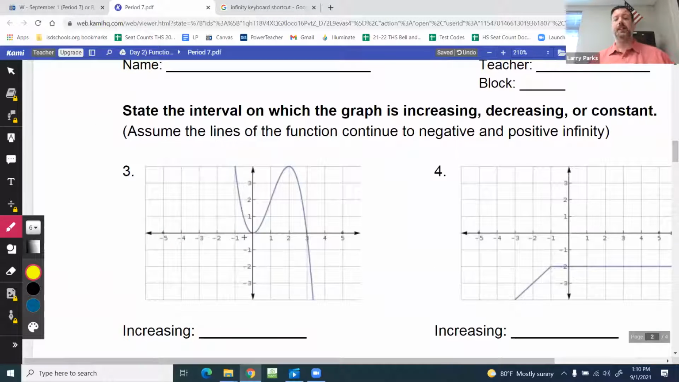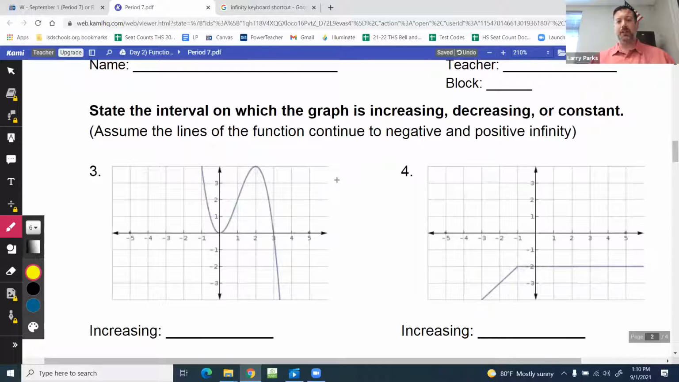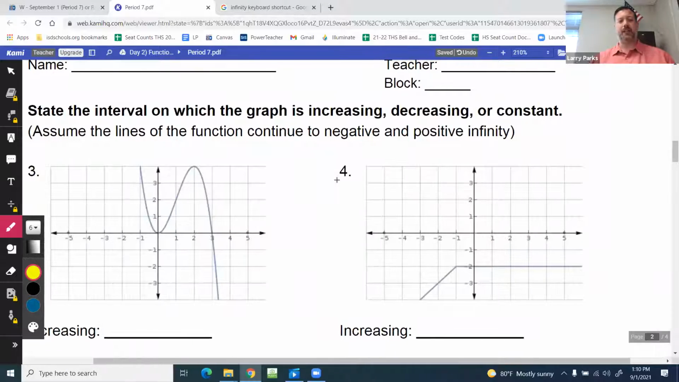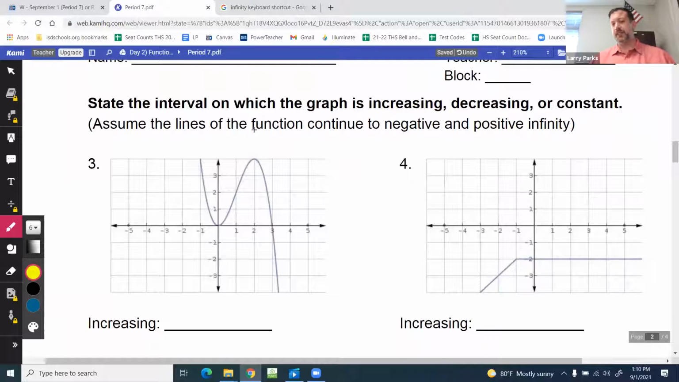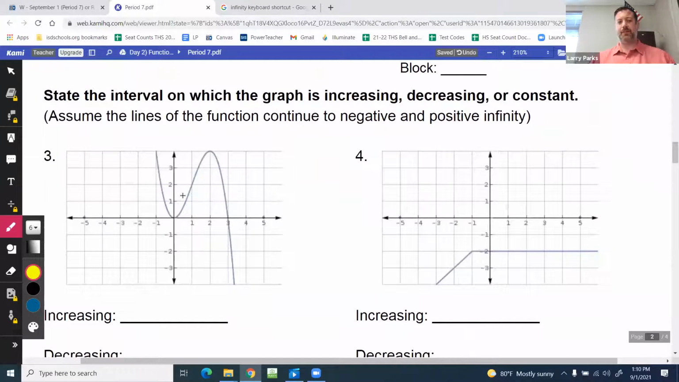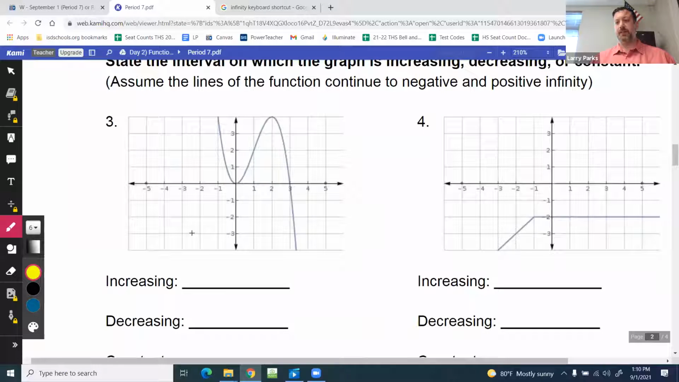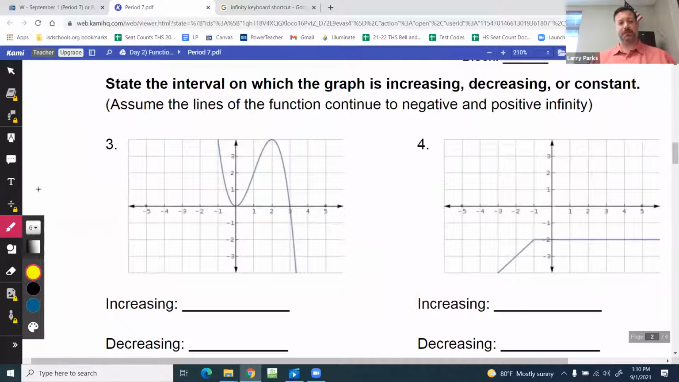So on here, state the interval on which the graph is increasing, decreasing, or constant. And assume the lines of the function continue to negative and positive infinity. So assume that these have arrows on them. Okay, so it doesn't stop there. Okay, so when is this increasing? Increasing would be from here, increasing to there. That's increasing.